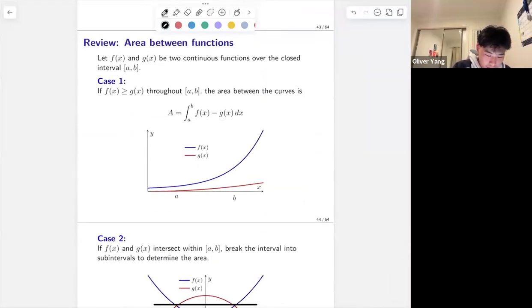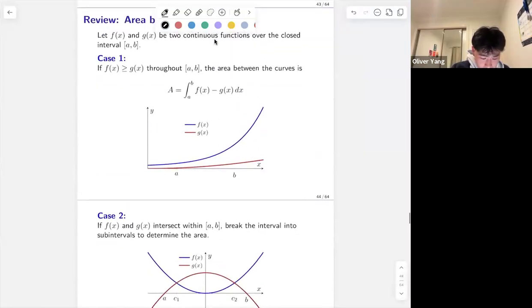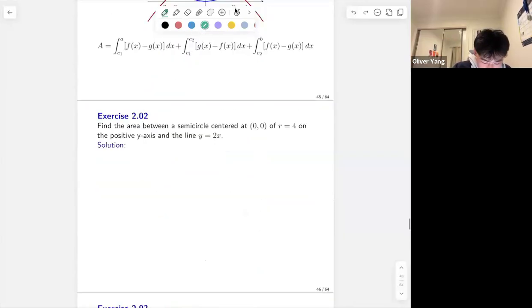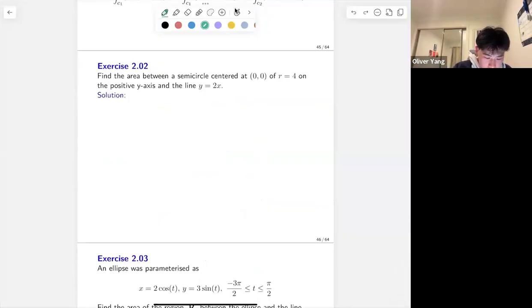Okay, so we know that there's area between two functions. You've got case one where it's easily top function minus bottom function. But in the other case you need to break it into bits, because it alternates between which one's the top function, so you just partition it. And that brings us to exercise 2.02.